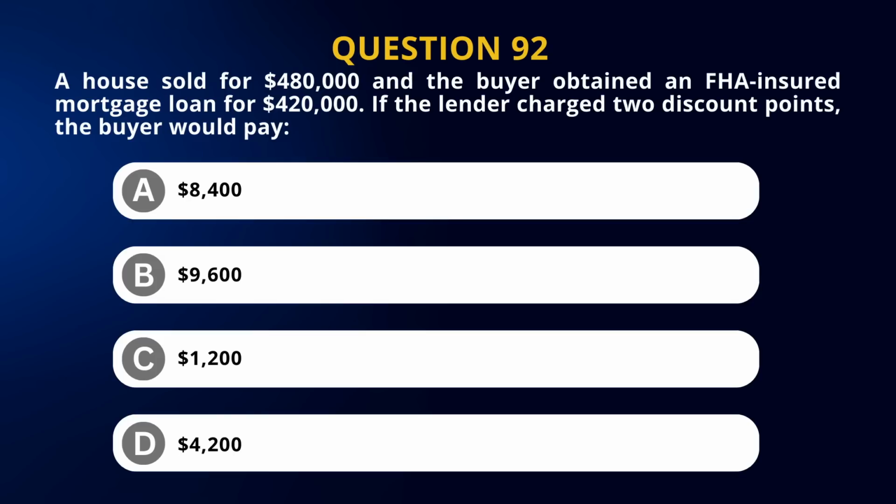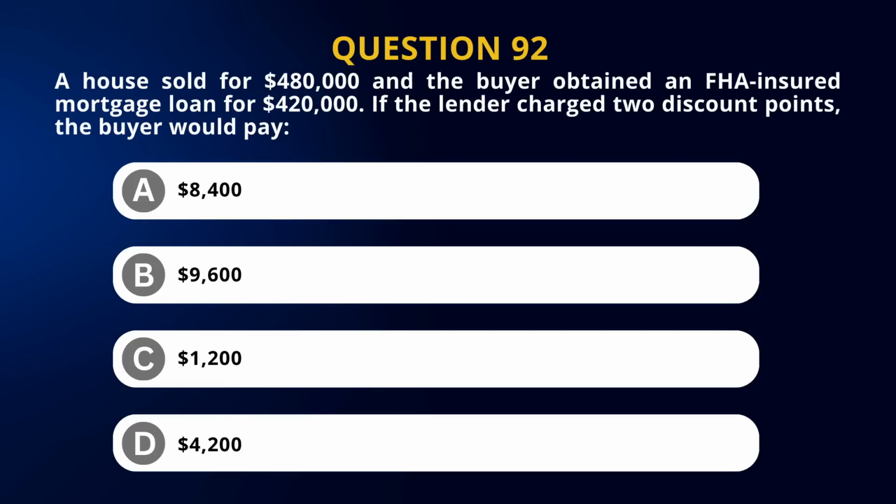Question number 92. A house sold for $480,000 and the buyer obtained an FHA insured mortgage loan for $420,000. If the lender charged 2 discount points, the buyer would pay letter A, $8,400. Letter B, $9,600. Letter C, $1,200. Letter D, $4,200.